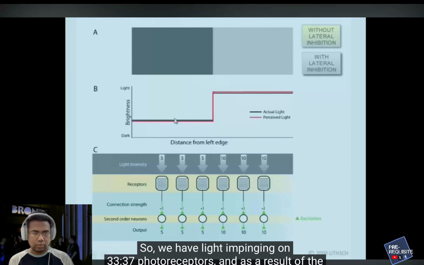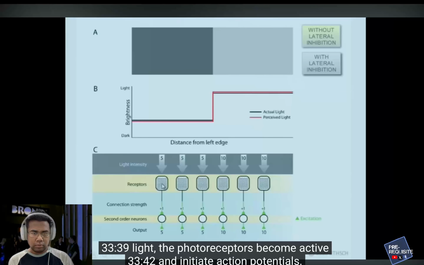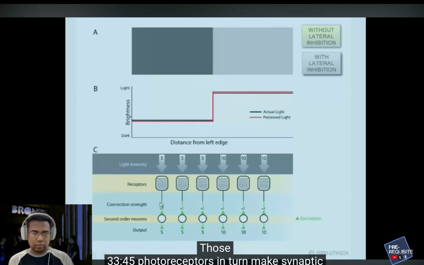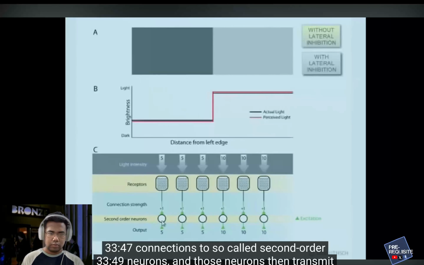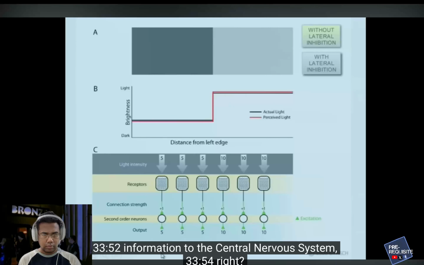So we have light impinging on photoreceptors, and as a result of the light, the photoreceptors become active and initiate action potentials. Those photoreceptors, in turn, make synaptic connections to so-called second-order neurons, and those neurons then transmit information to the central nervous system, right?